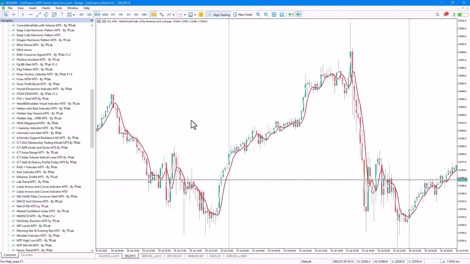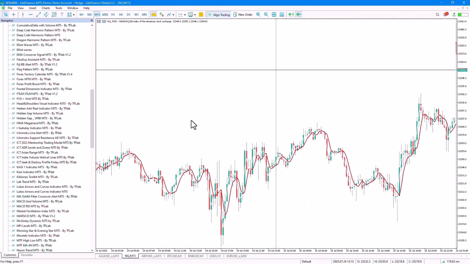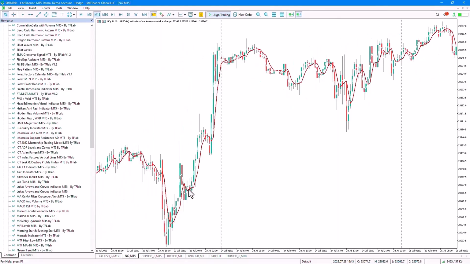The Heiken Ashi Real Indicator is an advanced and developed version of the Heiken Ashi Indicator, which displays a red line by connecting the open points of Heiken Ashi candles and marks the white lines by connecting the close points of Heiken Ashi candles.